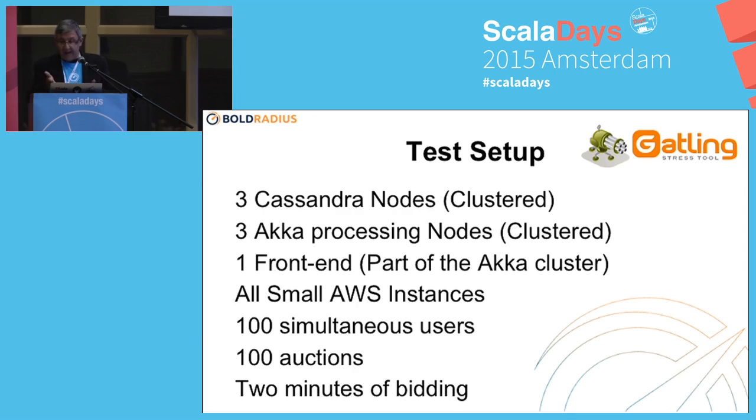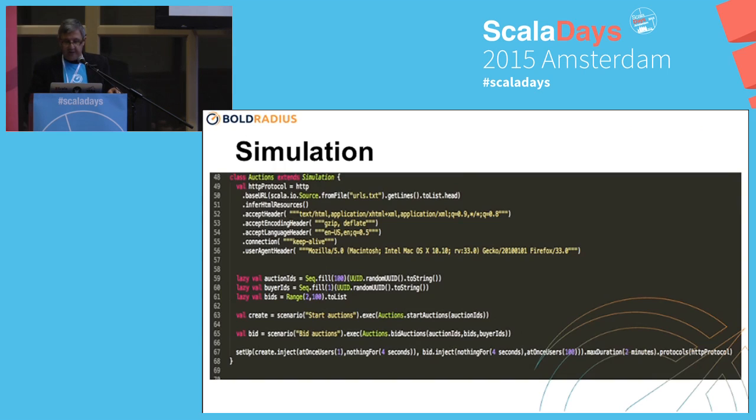We used Gatling. You'll see the stress test tools icon up in the corner there, which just allows you to fire a great many HTTP requests at your application and then get pretty graphs of the results. We use that to simulate 100 simultaneous users, 100 auctions, and run for 2 minutes. Very simple test, very short test.